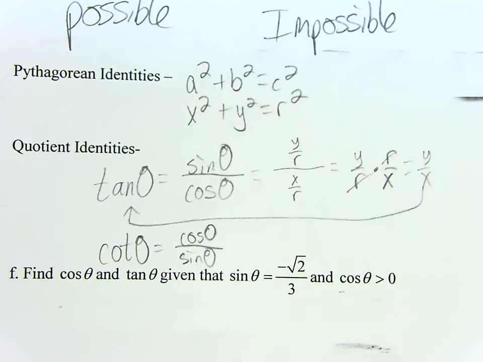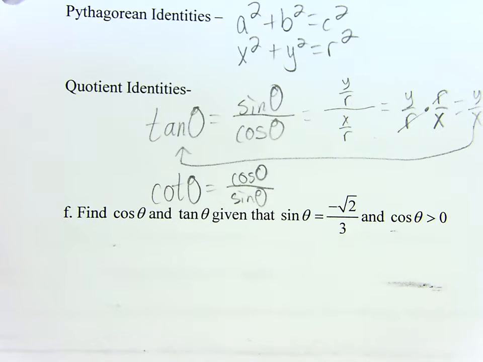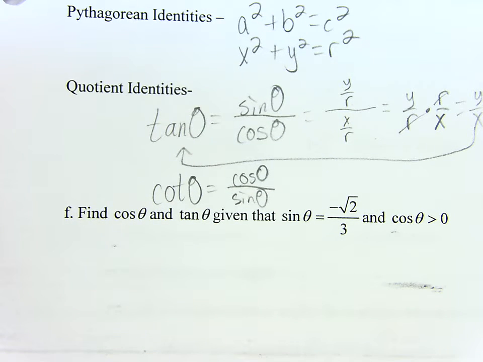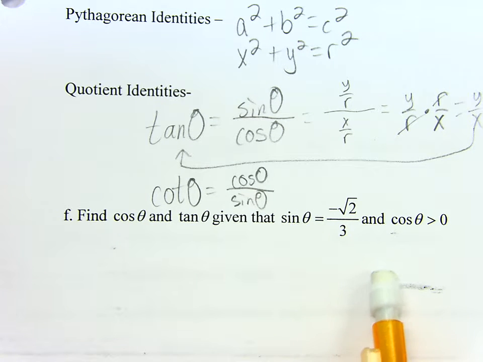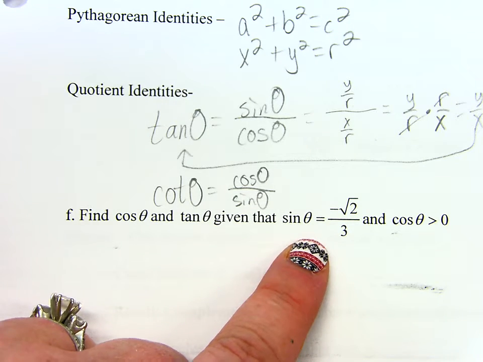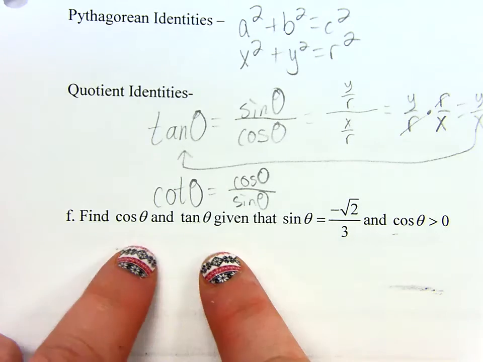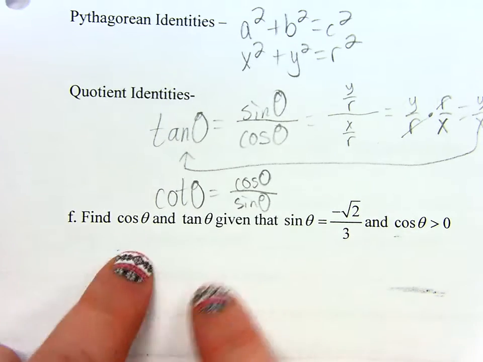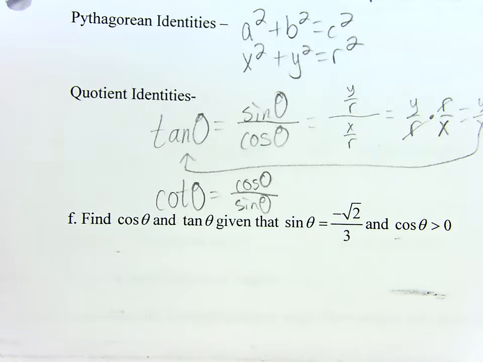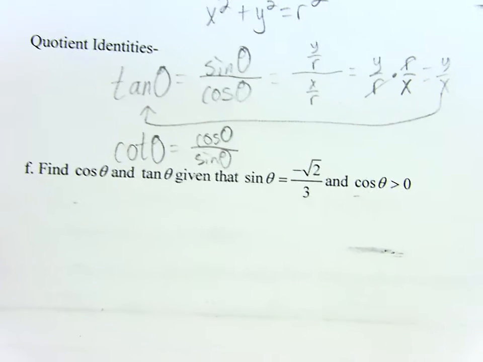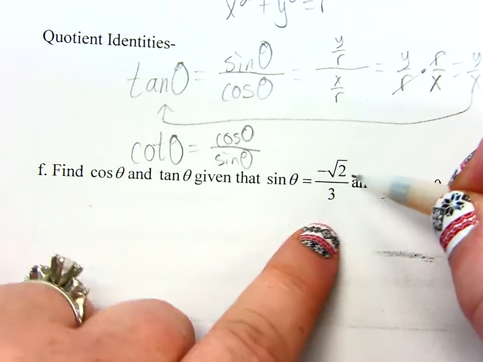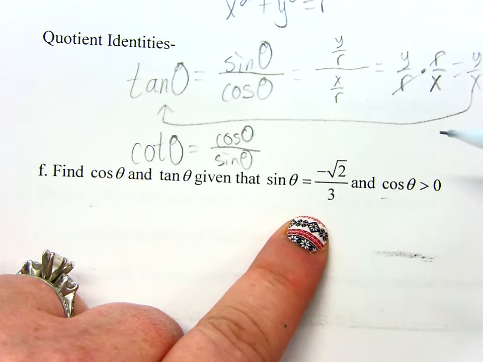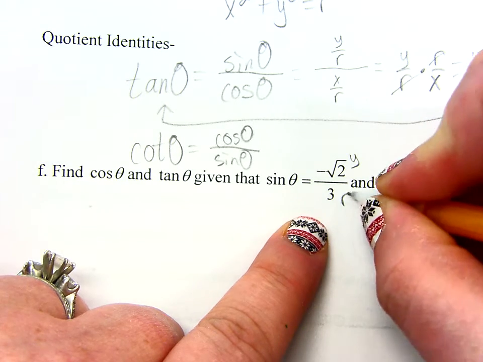Okay, so let's try this letter F here. Find cosine and tangent given that sine is that. Now, you were just doing a bunch of problems where it gave you sine, but then it asked for cosecant. You're like, oh, I just take the reciprocal. The problem is, I don't just take the reciprocal to get cosine or tangent. So it's going to involve a little bit more work, but totally doable. So I highly recommend that we draw a sketch again, okay? So remember what sine is. Sine is just y over r.